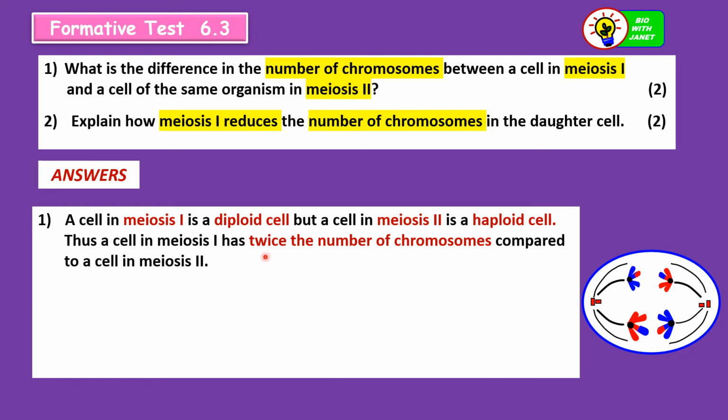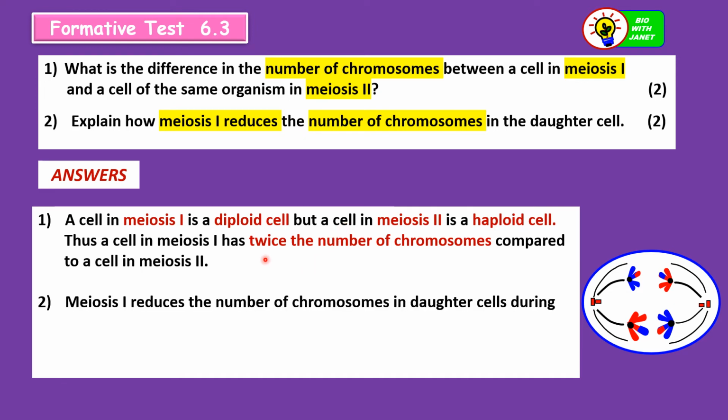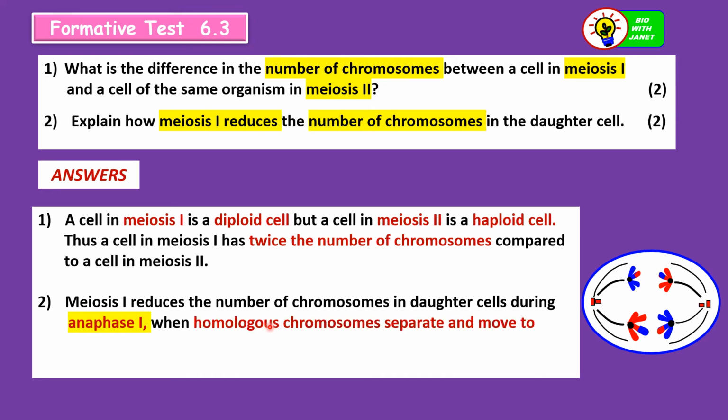Now, why does this occur? Why is there a difference in the number of chromosomes for a cell in meiosis 1 and a cell in meiosis 2? How did it happen? Okay, let's come to the second question. Explain how meiosis 1 reduces the number of chromosomes in the daughter cell. Okay, so it answers that question. Now, meiosis 1 reduces the number of chromosomes in the daughter cells during Anaphase 1, when the homologous chromosomes separate and move to opposite poles, as seen here.